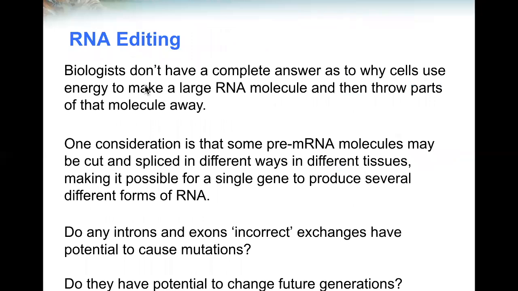Biologists don't have a complete answer as to why cells use energy to make a large RNA molecule and then throw parts of that molecule away. One consideration is that some pre-mRNA molecules may be cut and spliced in different ways in different tissues, making it possible for a single gene to produce several different forms of RNA. Do any intron or exon incorrect exchanges have potential to cause mutations? Do they have potential to change future generations?